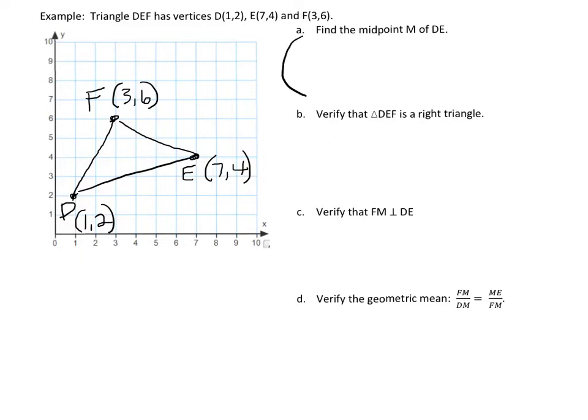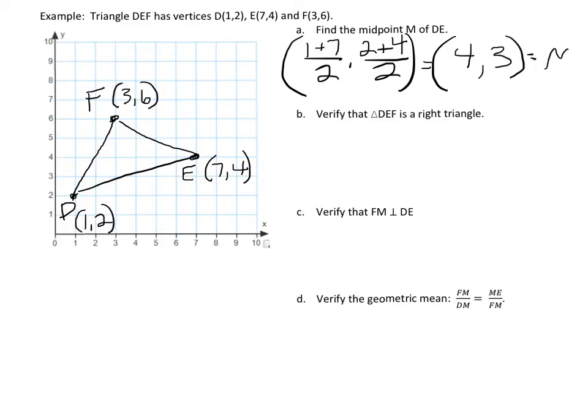So my X's are 1 and 7, so I'm going to do 1 plus 7 divided by 2, and halfway between the Y's, 2 plus 4 divided by 2. So I'm going to get 8 over 2, which is 4, and 6 over 2, which is 3. And so that is M. Over 4, up 3. If you draw your point big enough, it's on the line. Looks about right. So this is M, which is (4, 3).